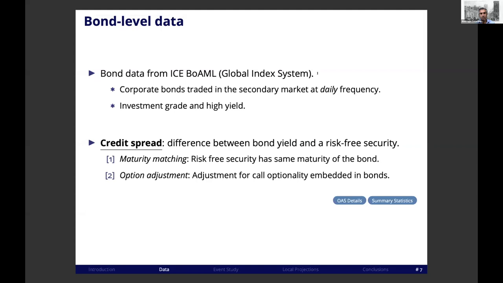There are two important features or characteristics of the way in which we construct these credit spreads. The first one is a maturity matching, which means that the risk-free security has to have the same maturity of the bond that we consider. And also, given that most bonds actually embed call or put options, you want to remove the pricing effects of these options from the credit spread. So there is an option adjustment that is very important to avoid biases in the coefficients that we estimate at a later stage.